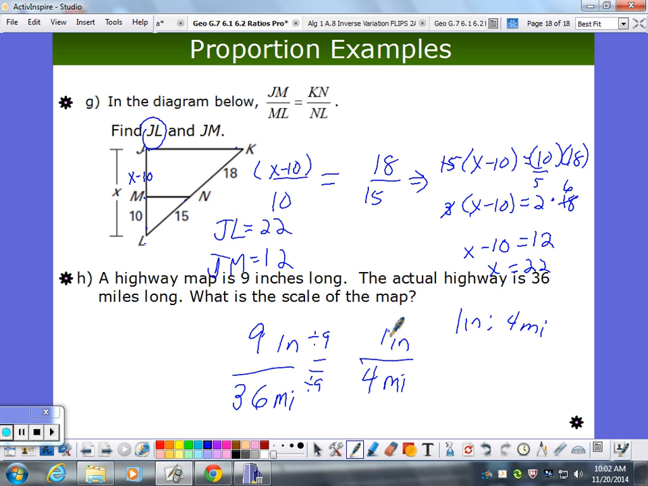If you did what? Either way is fine. I started with the 9. Yeah, you can work it if you like the colon form. That's fine. Yeah, Kelly? Always divide by the numerator? Generally speaking, we usually say 1 inch is how many miles. Okay? Any questions?